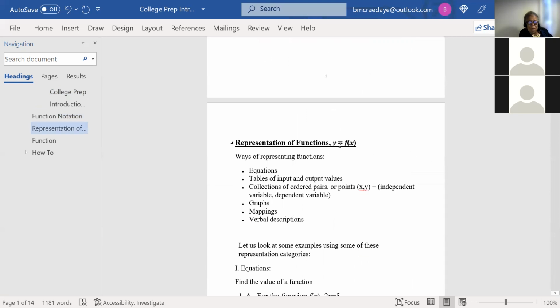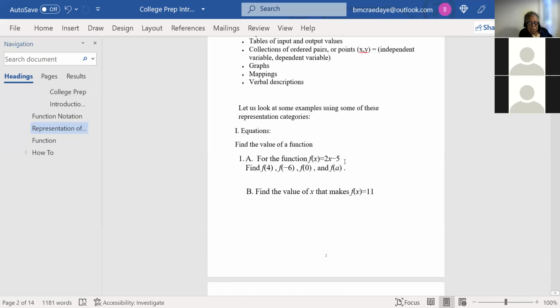Now, how can we represent functions? We can represent functions different ways. We can have equations like we just went through. You can have tables. You can have ordered pairs, independent variable, dependent variable. Remember we said the dependent variable is Y, the independent is X. You can have graphs, you can have mapping, and then you can have a verbal description. In other words, words showing you the relationship with the function. Now, we want to look at some examples.